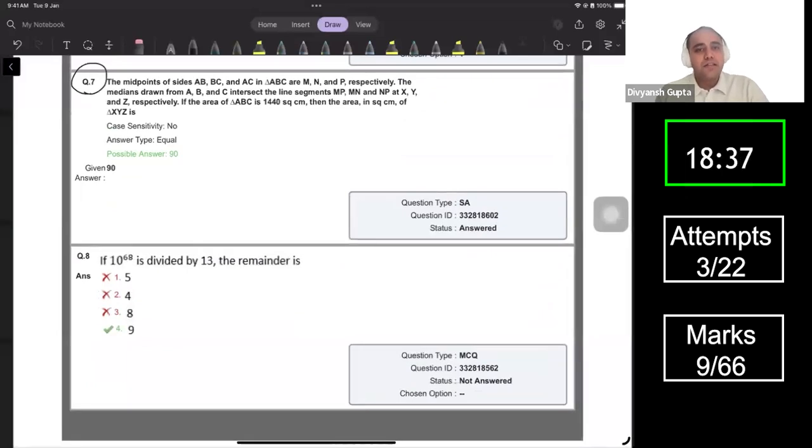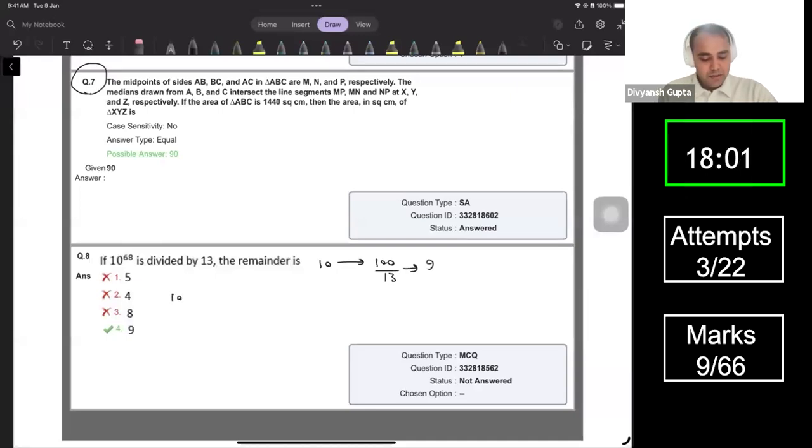Question 8, 10 to the power 68 is divided by 13. This is a simple, very common question on remainder theorem. Might be able to do it right now. The idea is, of course, to make a 1 as a remainder and then take that forward. So let's look at powers of 10. 10 square will give me 100. And what's the remainder when you divide 100 by 13? So the remainder you get is 9, since 91 is a multiple of 13.